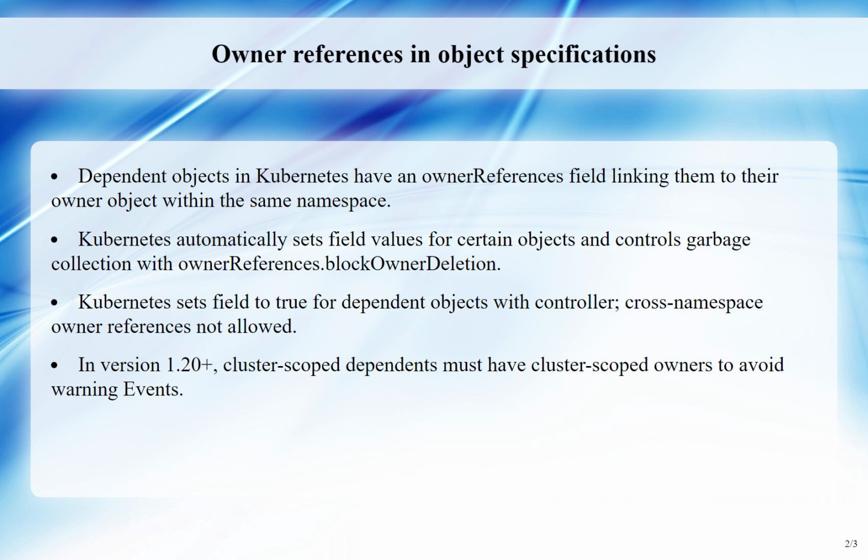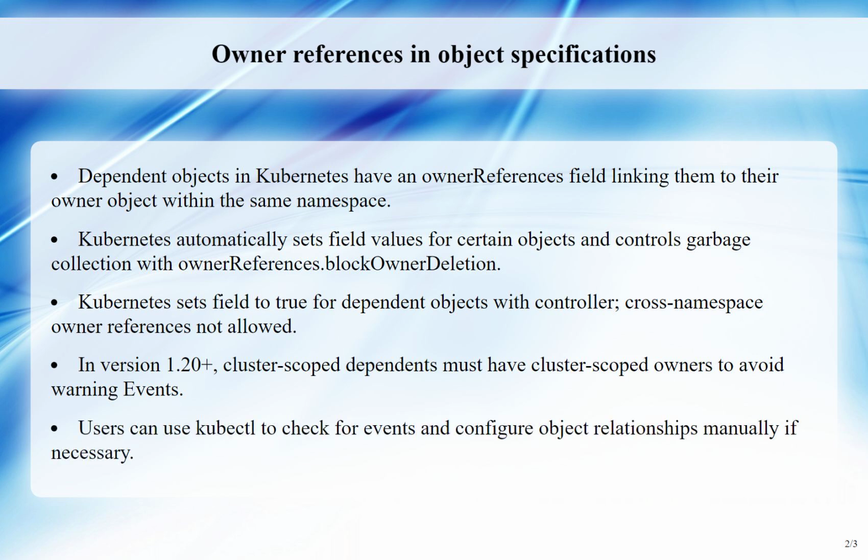In version 1.20+, certain scenarios where the owner reference is invalid or unresolvable can lead to warning events being reported. Users can check for such events by using kubectl get events with a field selector, reason=OwnerRefInvalidNamespace. Overall, Kubernetes manages the relationships between dependent and owner objects automatically, but users can configure these relationships manually if needed, with caution.